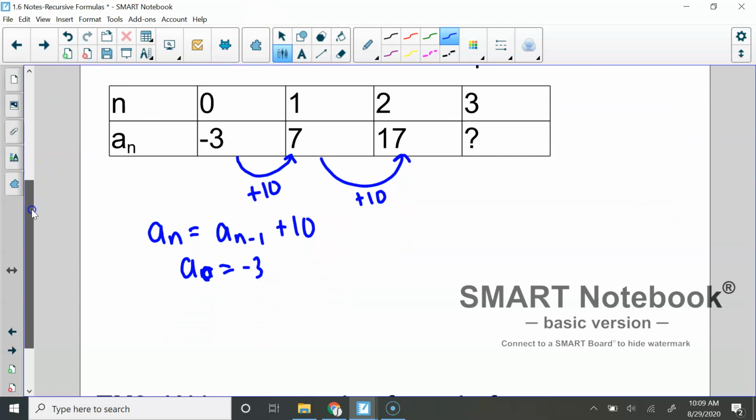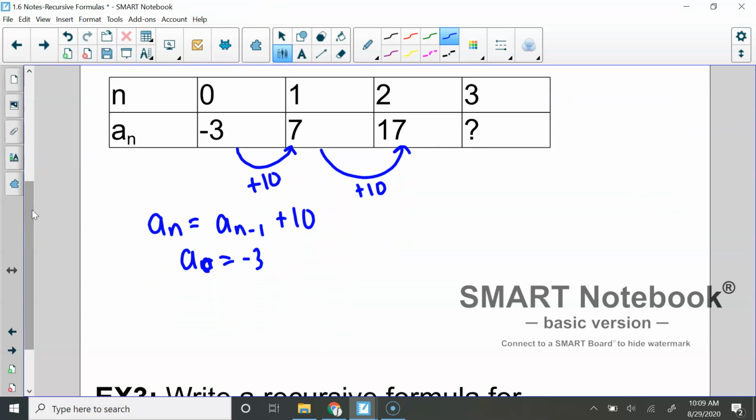Okay, now if we think about writing an explicit equation, then we are going to say a sub n equals, now we want this to be in terms of n. So if I want to know the 7th number in the sequence, I can just plug in 7. In the recursive formula, you have to know the number that comes before it. So to find the next number, we would add 10, and then add 10 again, and again, and again to find the 7th term.